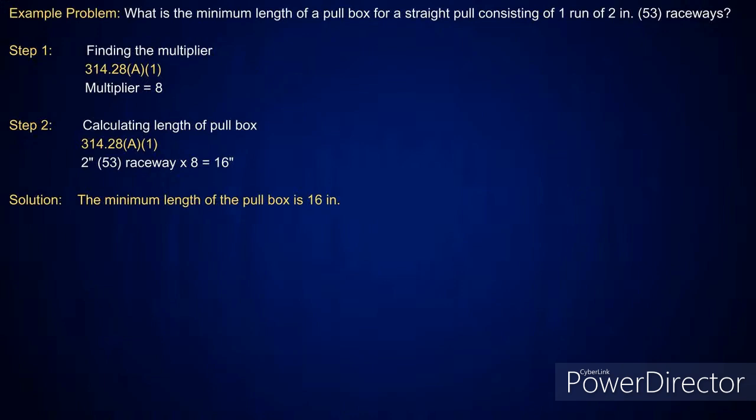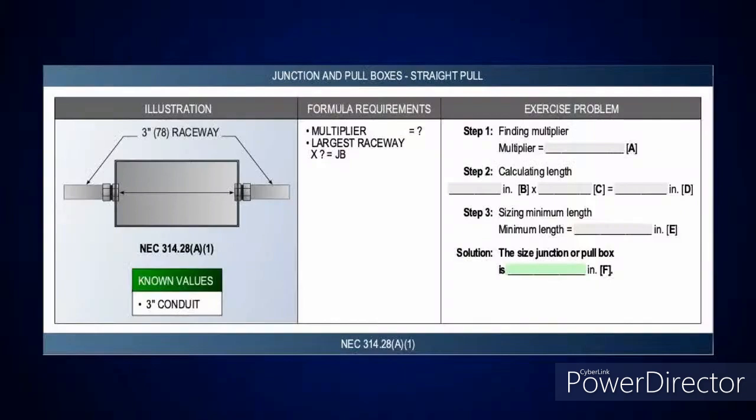We always say, out in the gas and oil, straights are 8s, tricks are 6s. Now, if I look at this, I've got one run, a 2-inch raceway. So my multiplier per section 314.28(A)(1) is 8. You just take the 2-inch raceway, multiply it by 8, and it tells you the minimum length of that pull box has to be at least 16 inches. And then you'll get your illustration here.